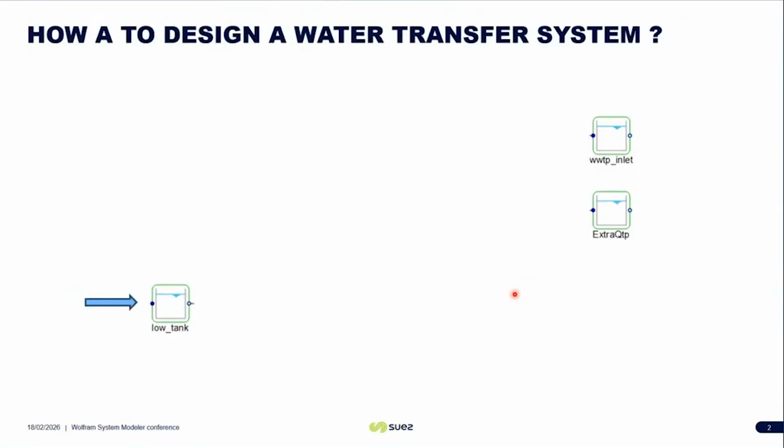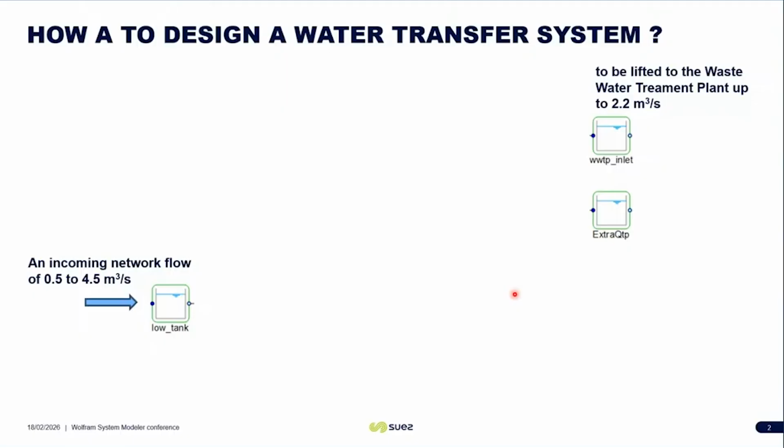So we'll take a simple case. We will have a low tank that is receiving a flow coming from a sewage network, so wastewater flow, very variable, of course. And we want to bring it to a wastewater plant which is located higher. But we don't want to bring the whole flow there. We want to bring up to 2.2 cubic meters per second. And the excess flow, which happens usually during rain, we will send to another treatment, which is a bit lower.